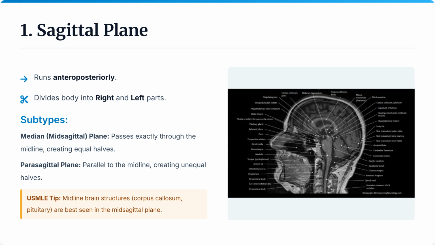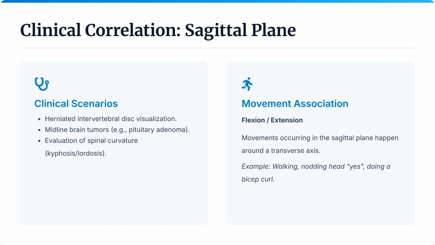The sagittal plane runs anteroposteriorly, dividing the body into right and left parts. A median or mid-sagittal plane creates equal halves. A parasagittal plane is parallel to the midline, creating unequal halves. Midline brain structures are best viewed in the mid-sagittal plane. In clinical correlation, the sagittal plane is important for visualizing herniated intervertebral discs and evaluating spinal curvature. Movements associated with this plane are flexion and extension, which occur around a transverse axis.